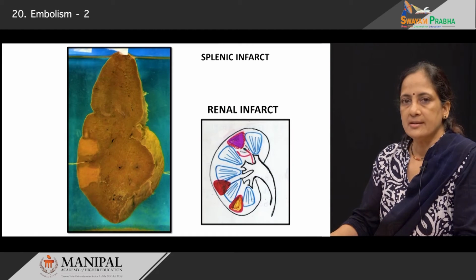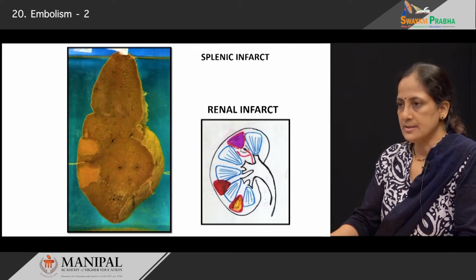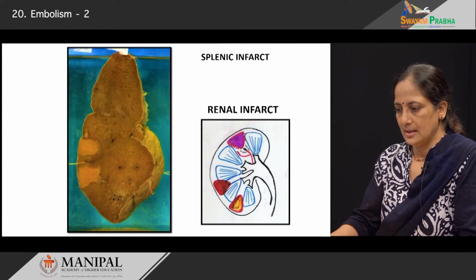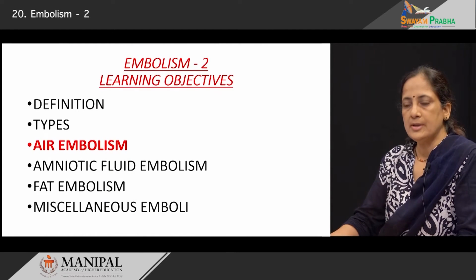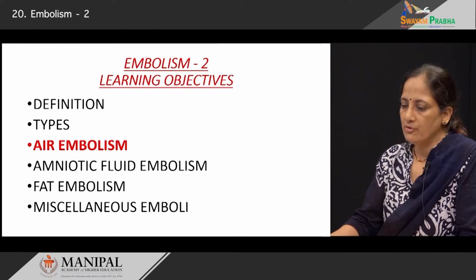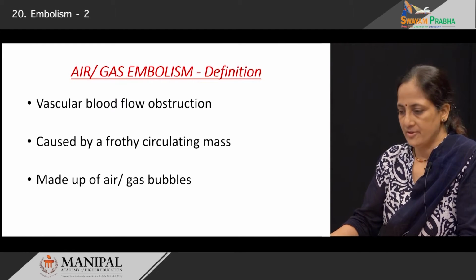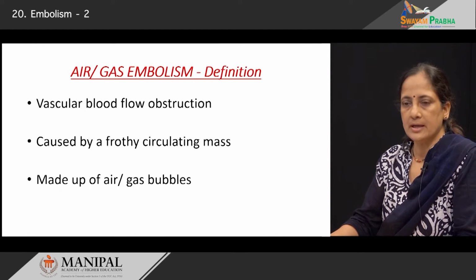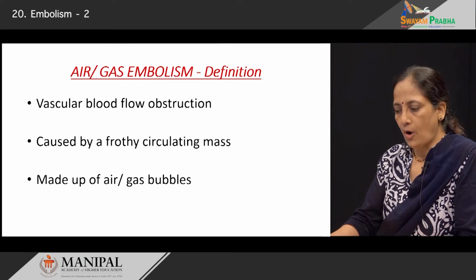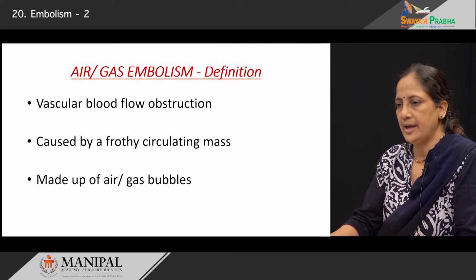Similarly, infarction can occur in many other organs like the kidney, the liver, the brain, the placenta, and so on. We will now look at some of the other types of emboli, the first being air embolism. Air embolism by definition means vascular blood flow obstruction caused by a frothy circulating mass made up of air and gas bubbles mixed with the blood.